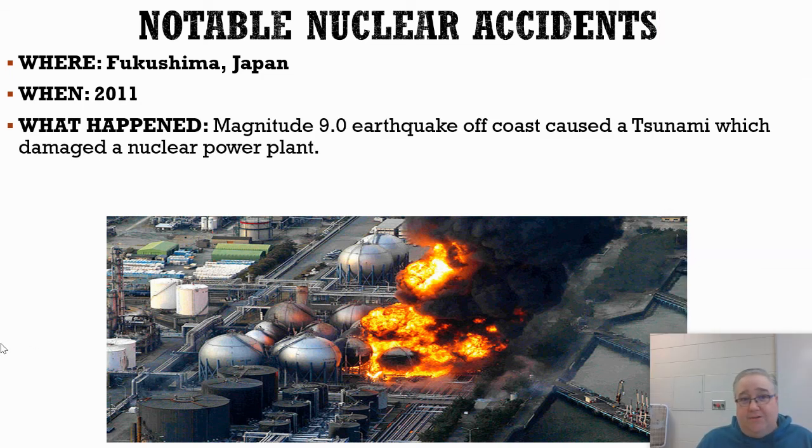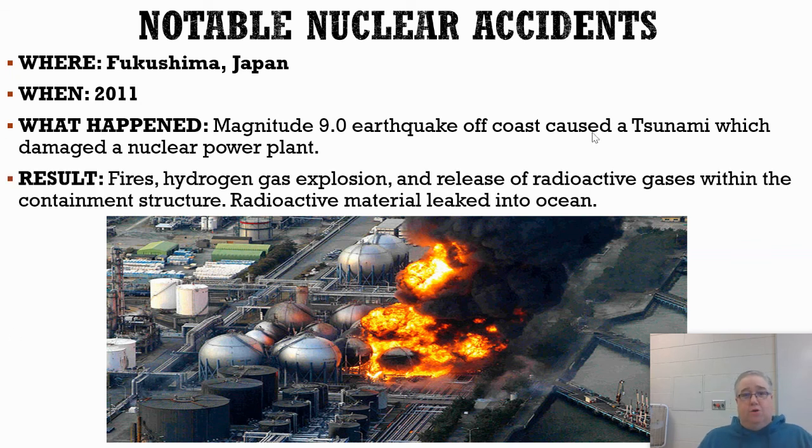This happened in 2011. This was a nuclear power plant that was built back, I want to say the 1960s is when it was built. And it was built right on the coast of Japan. It's a place called Fukushima. Well, what happened in 2011 is there was an earthquake that happened well off the coast. It didn't really happen near Fukushima, but it was a magnitude 9 earthquake.